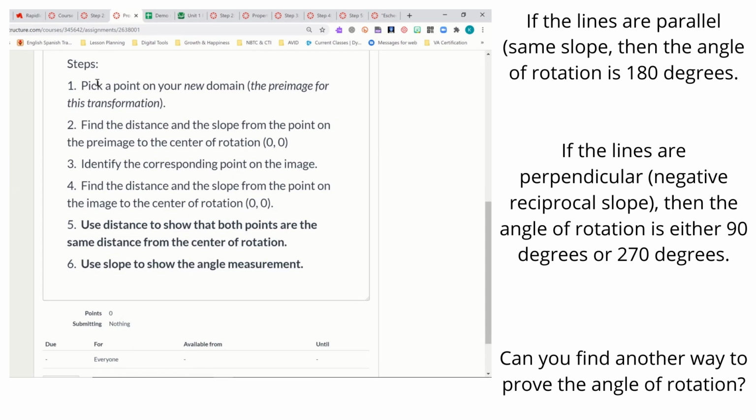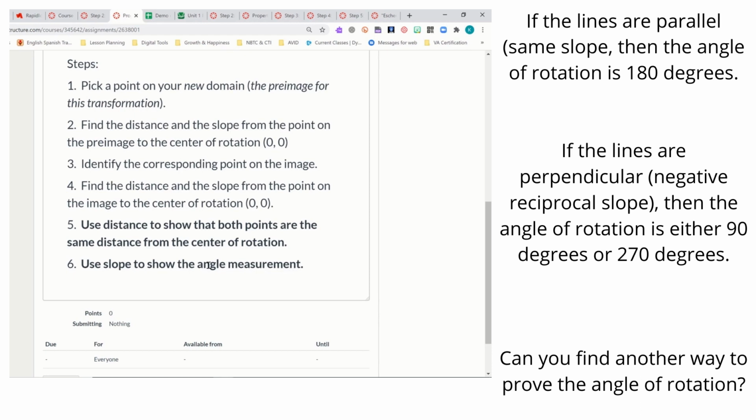But anyway, so step 1, you're going to pick a point on your new domain. Step 2, you're going to find the distance and the slope from the point on the pre-image to the center. Step 3, you're going to identify the corresponding point on the image. Step 4, you're going to find the distance and the slope from the point on the image to the center of rotation, which is always 0, 0 for us, okay? Step 5, you're going to use the distance to show that both points are the same distance from the center of rotation. Step 6, you're going to use the slope to show the angle measurement.